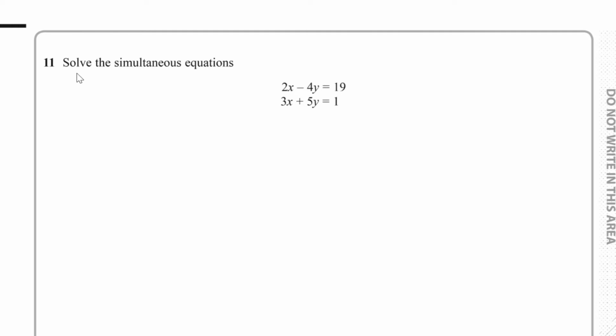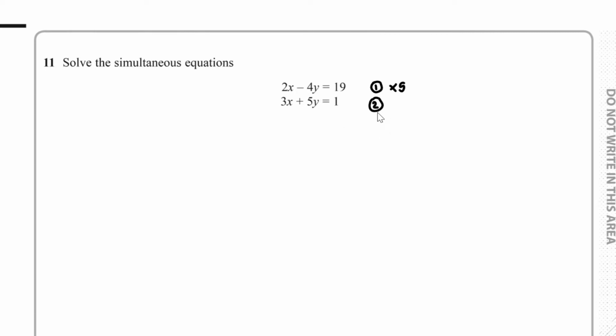Question number 11, we have to solve the simultaneous equations 2x minus 4y equals 19 and 3x plus 5y equals 1. To do this question, what we can do is get the y's the same, for example. We could, if we want, get the x's the same, but I'm going to choose to get the y's the same. So let's call this equation 1, and let's call this second one equation 2. Now, to get the y's the same, we will multiply equation 1 by the coefficient of y from equation 2. So we will multiply equation 1 by 5.